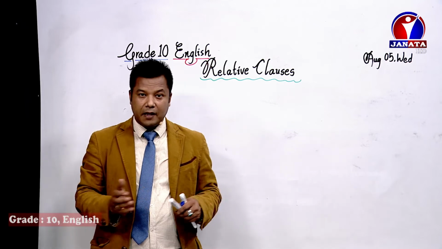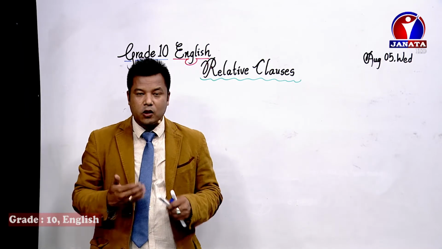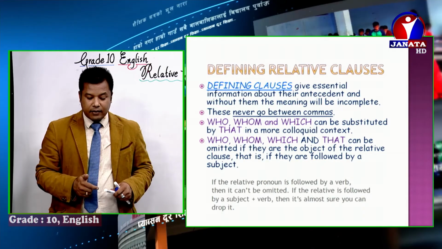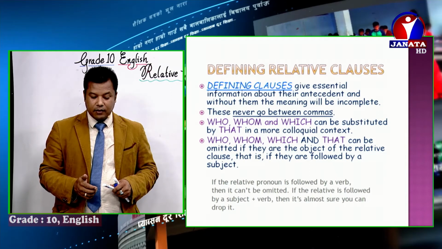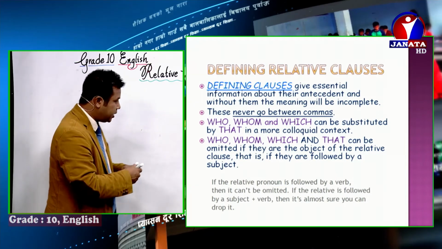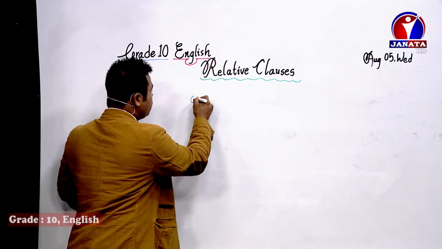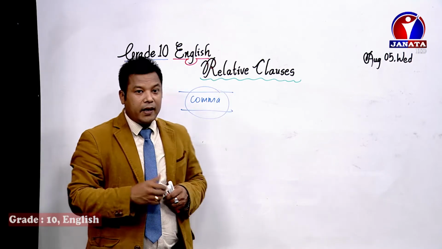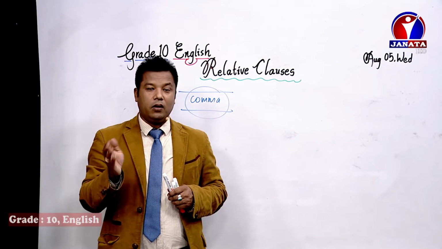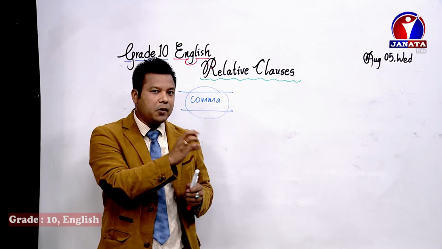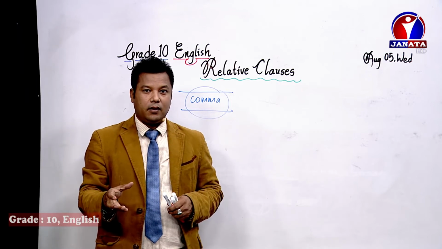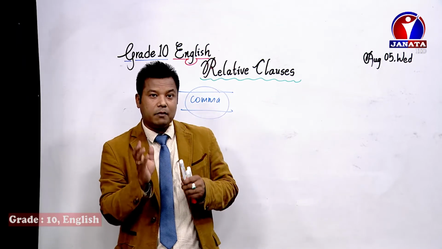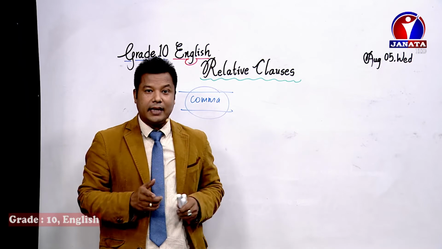Defining relative clause, very interesting one. Defining clauses give essential information about their antecedent. You remember the antecedent that I have mentioned. And without them, the meaning will be incomplete. These never go between commas. Now see the idea that we're discussing, the use of comma, where to use, where to not use. If I use comma, I'm using non-defining in a sense that I don't have to define that particular object that I am showing you. But if I'm using defining, I should not be using this comma because I am defining that particular object in a sentence.